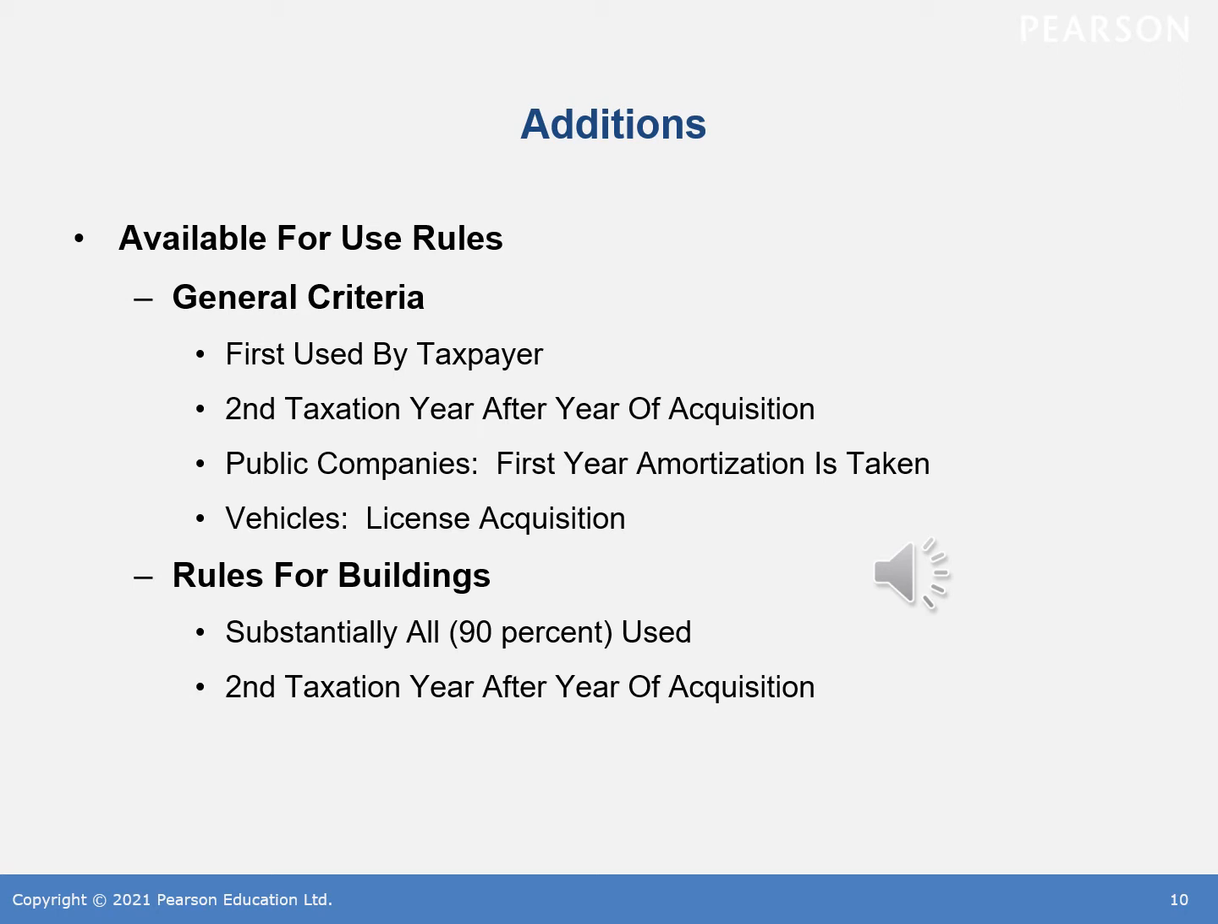Is it a public company? Typically then the amortization is recorded on the property based on GAAP. And if it's vehicles, it's based on when you acquired the license for that vehicle. For buildings, a couple extra rules or considerations are in place. Where is the space substantially used, where it's 90% or more, or have you owned that building for at least 2 years, and then you have to start amortizing it accordingly.